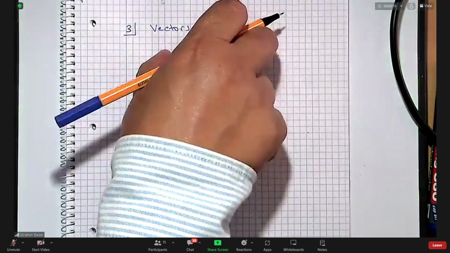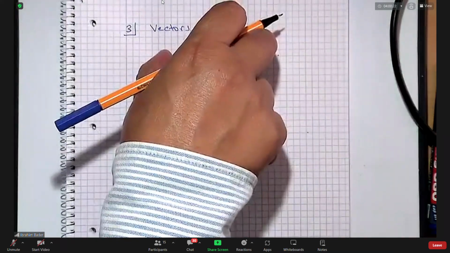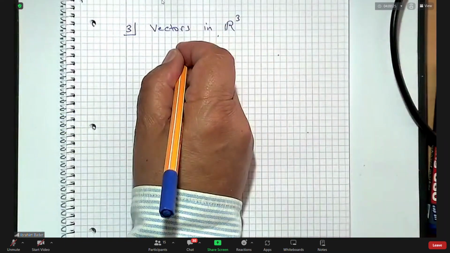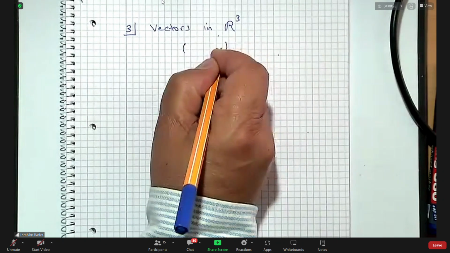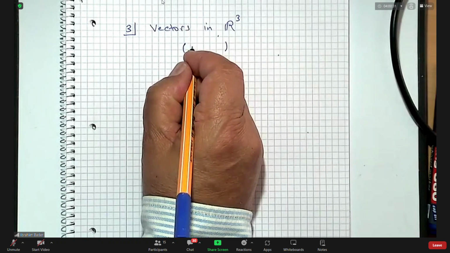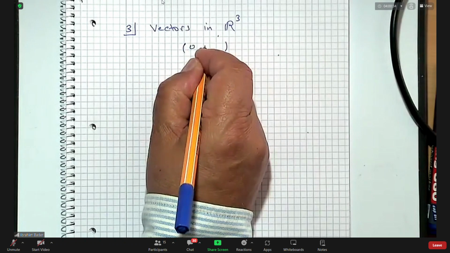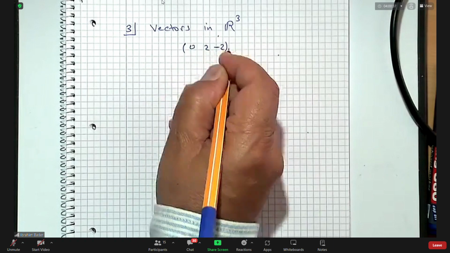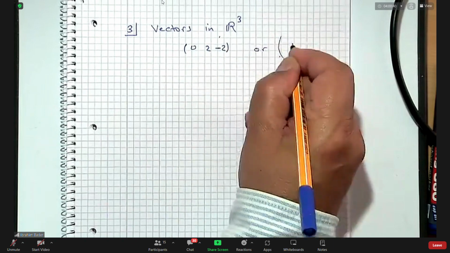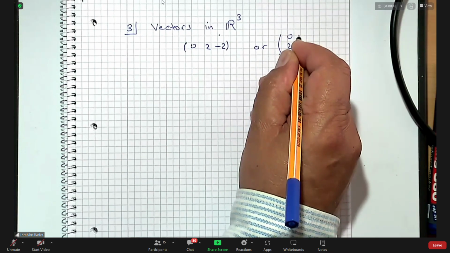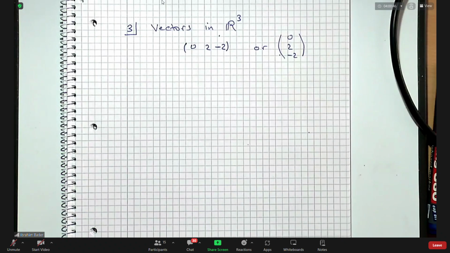Now in literature, when we talk about 3-dimensional vectors, in some literature they are just given as a row with 3 values. For instance, you can have 2, 0, -2, or you can write it as a column. It's just the same. Vectors are defined in linear algebra either as a row or a column. So as long as you interpret this as x value, y value, z value, it doesn't make a big difference.